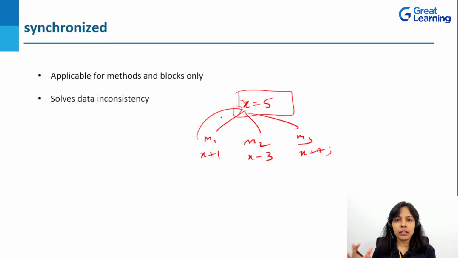In that case, there can be a consistency problem, right? So to solve this data inconsistency, we make this method synchronized. This method also synchronized. This method also synchronized. So whenever you add this word synchronized before a method, the JVM will take care that all these methods together should not access any variable. One by one, in a synchronized way or manner, the whole execution should happen. So that's what synchronized is all about. Okay, it's for methods and blocks only. It's not for variables or classes.